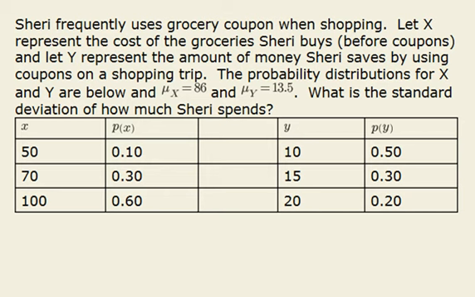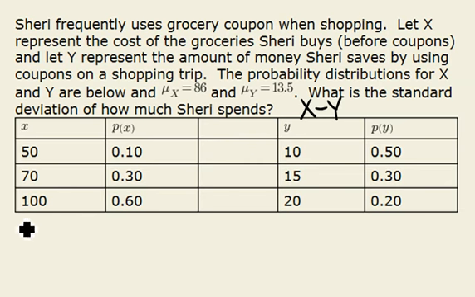We want to know what is the standard deviation of how much Sherry spends, and this is going to be a total amount of spending. If we think about the fact that she has a total amount of money before coupons and then the cost of savings with coupons, what we're really interested in is a function of X and Y that is X minus Y. If we want to find the standard deviation of X minus Y, we want to first find the variances separately. So we want the variance of X and the variance of Y separately.